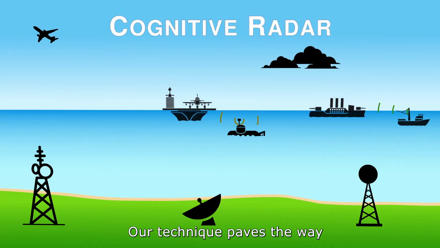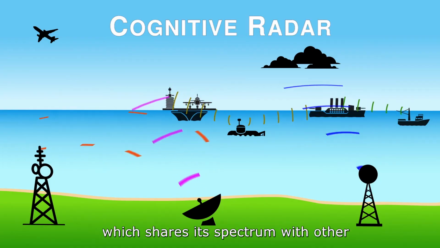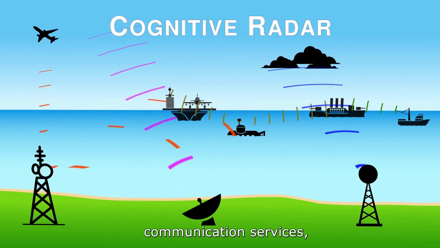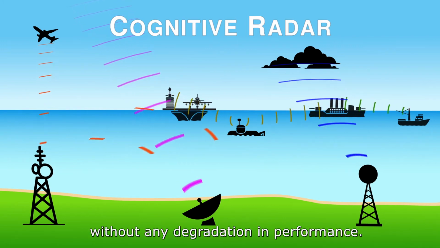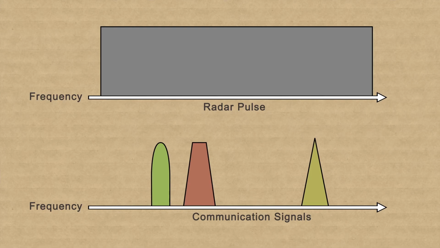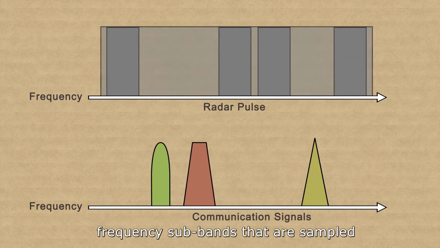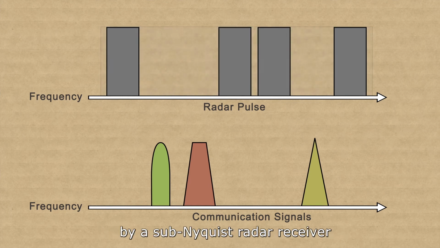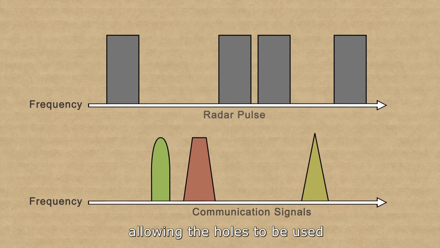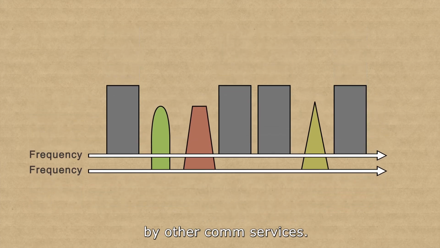Our technique paves the way for a cognitive radar which shares its spectrum with other communication services without any degradation in performance. We transmit only in those narrow frequency subbands that are sampled by the Sub-Nyquist radar receiver, allowing the holes to be used by other comm services.